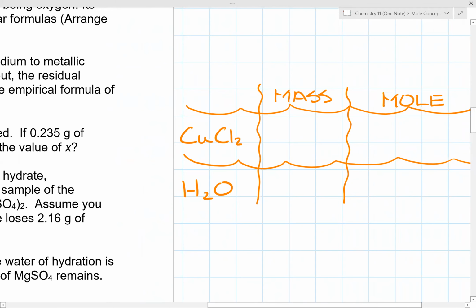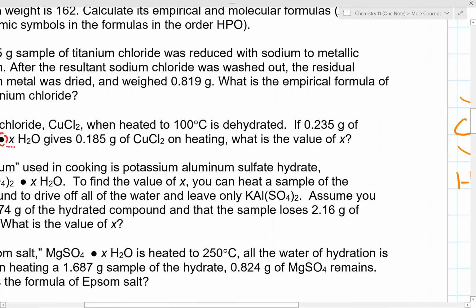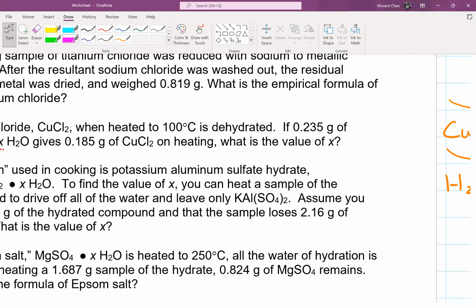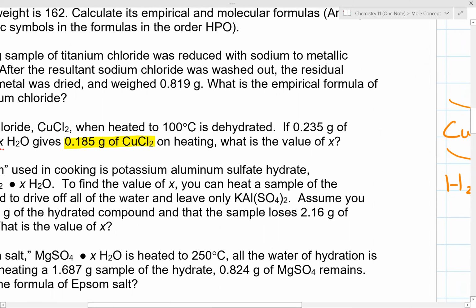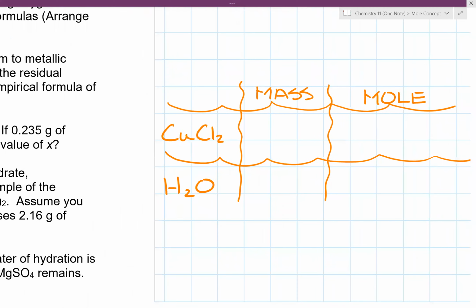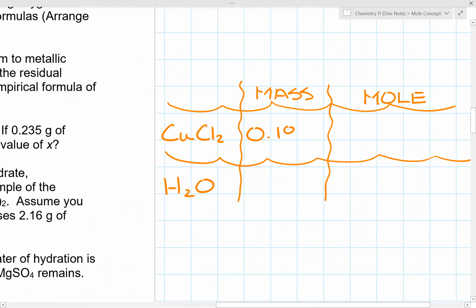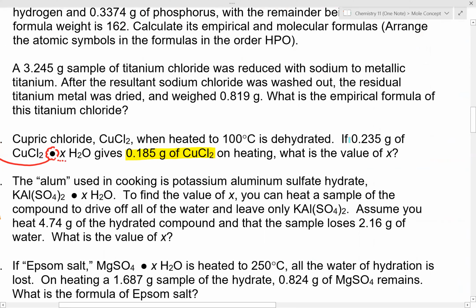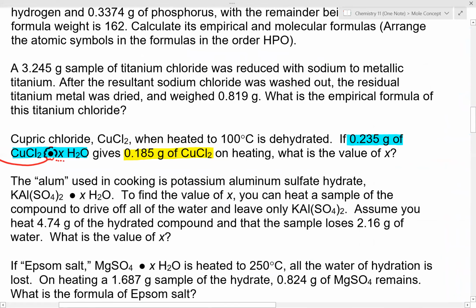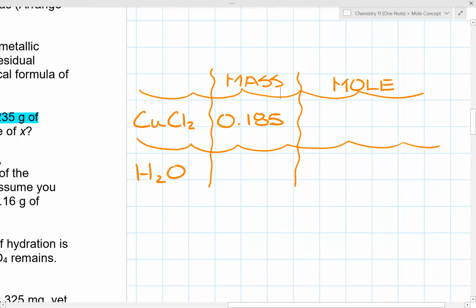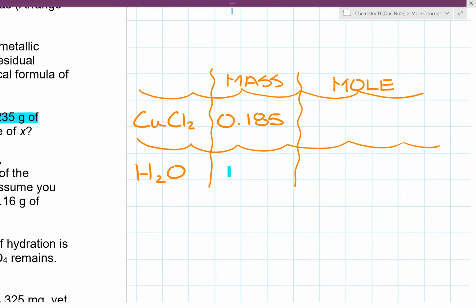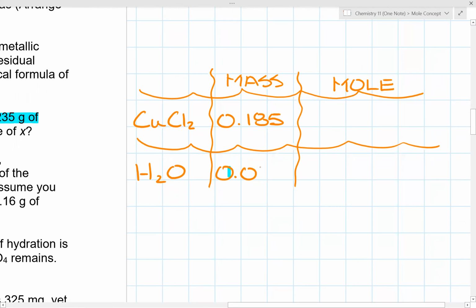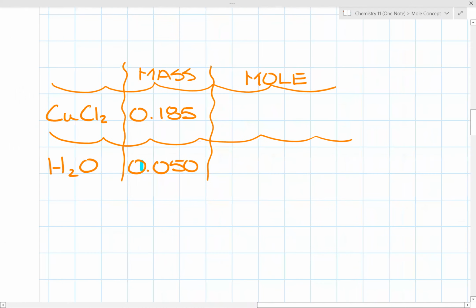Now, how do you determine the mass? It is exactly the same. In this case, the question gives us 0.185 grams of CuCl2. So here would be 0.185. And how do we figure out the amount of water? Notice we started off with 0.235 grams of this entire compound. So to figure out how much water, this one would be 0.050.